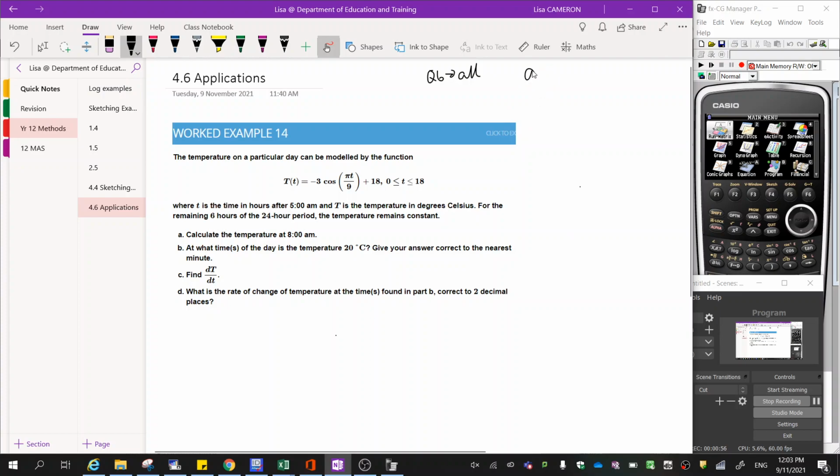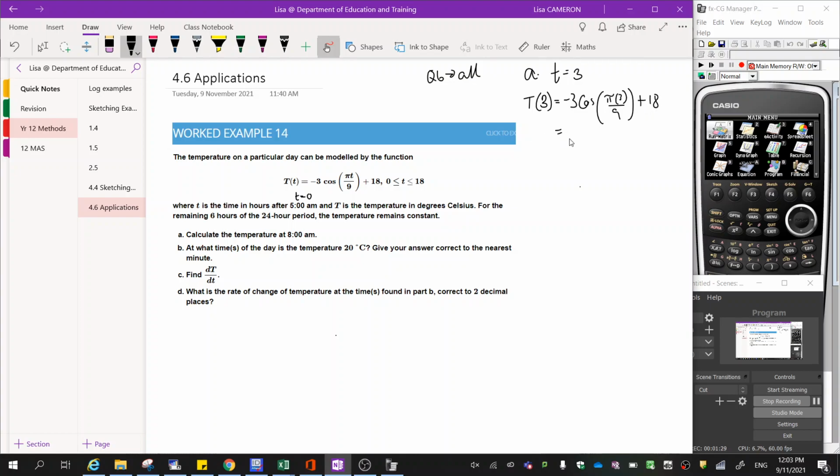Okay, so if we are looking for the temperature at 8 a.m., we're going to find the time that's lapsed. Now, 5 a.m. would represent when t is equal to 0. So there's been 3 hours between them. So we're going to be substituting in when the time is 3. So what is the temperature when the time is 3? That's what that statement there means. Minus 3 cos pi bracket 3 all over 9 plus 18.